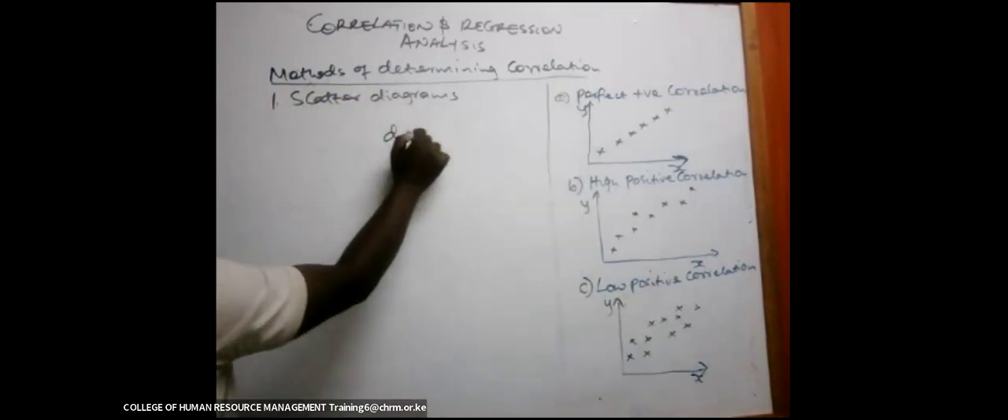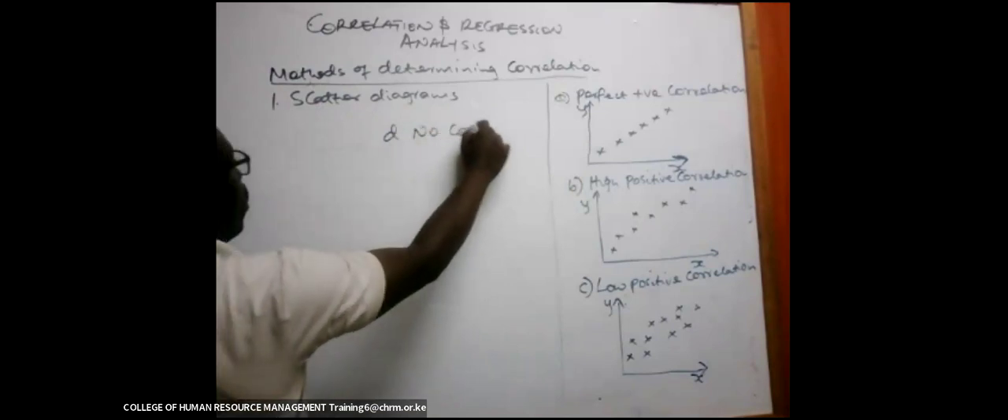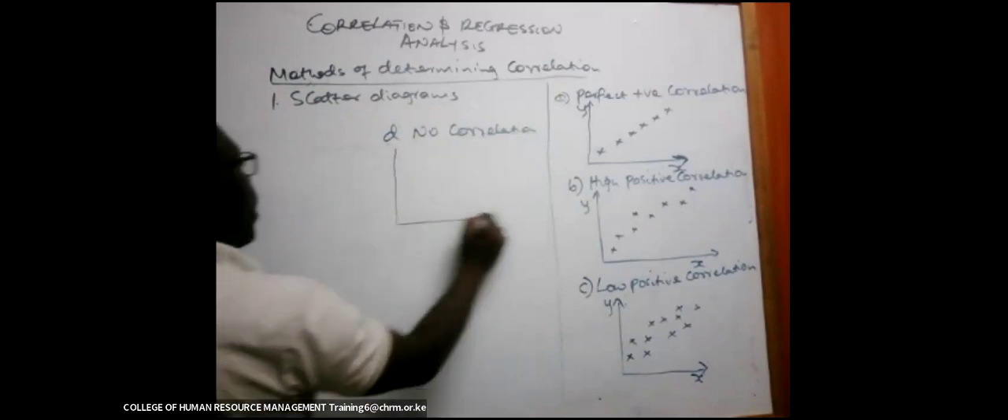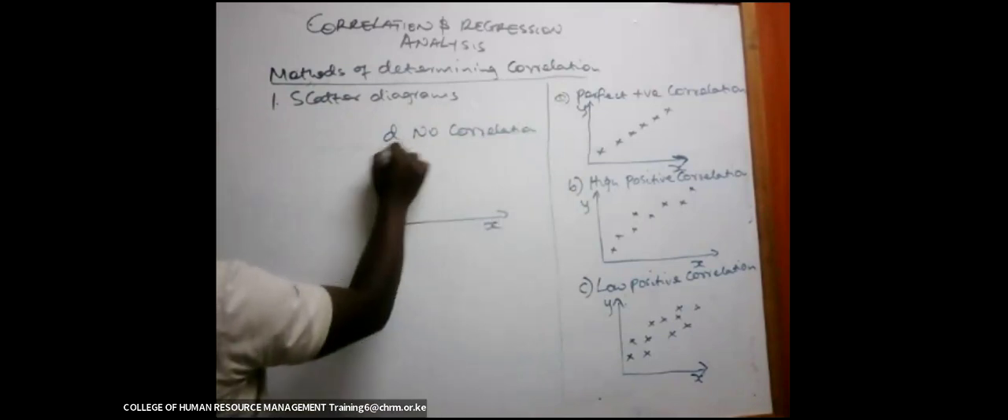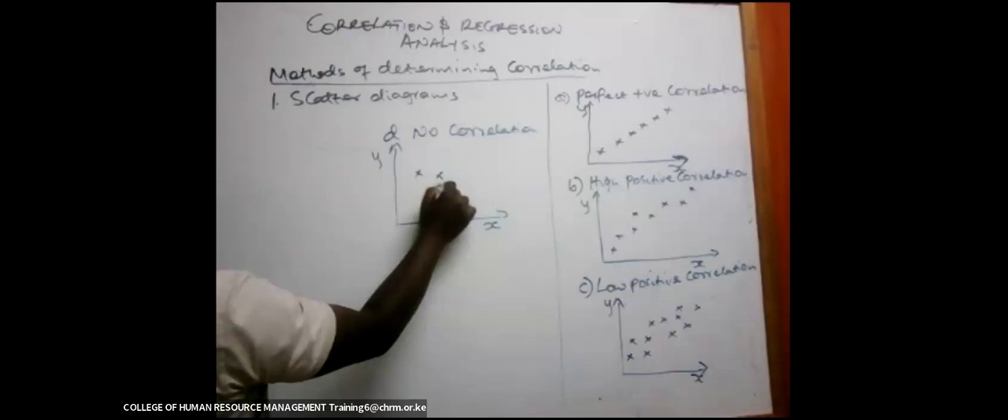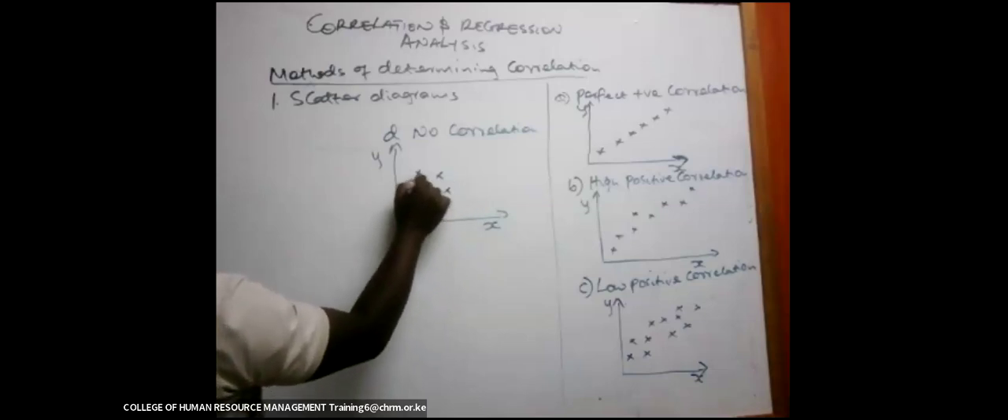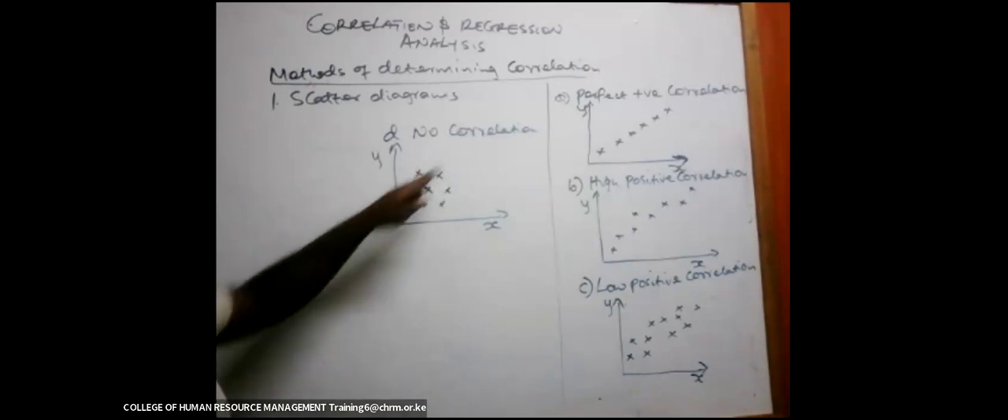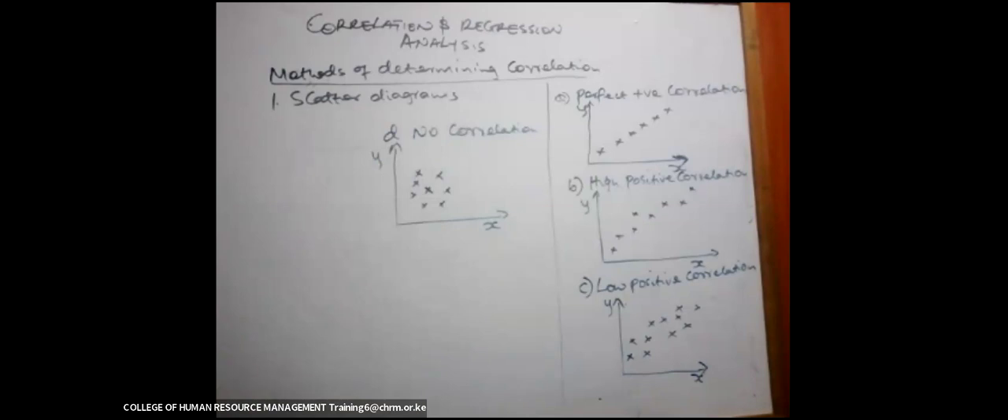Then D, it is when you have no correlation. No correlation will occur when the values of X and Y, you cannot tell where they are sloping to. They appear to be making a circle or a square. They are scattered somewhere. You don't know whether they are sloping that way or this way. That means that those two variables don't have any correlation.